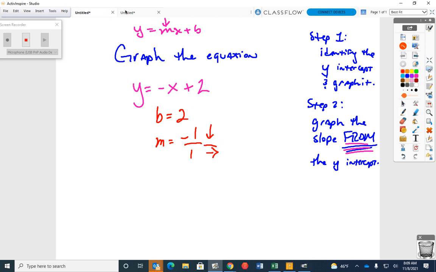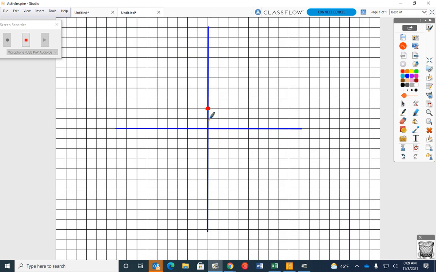Over 1. Okay, so from right here, I'm going to go down 1, over 1. And I put a point, right? We'll make that bigger so it's there. Okay. All right. Do we understand so far? Yes. We're good on this so far.